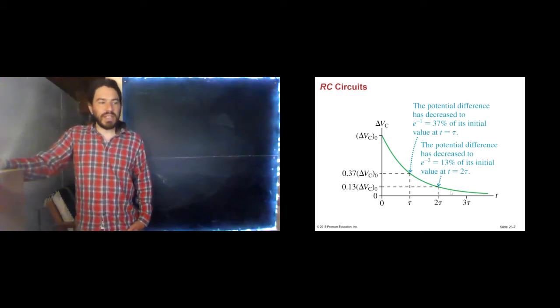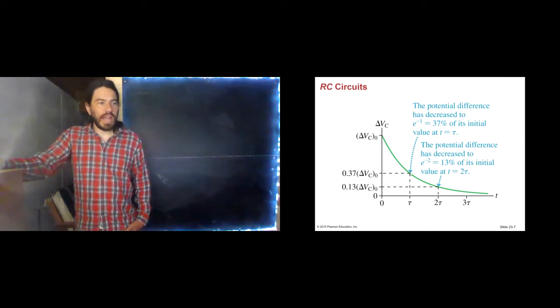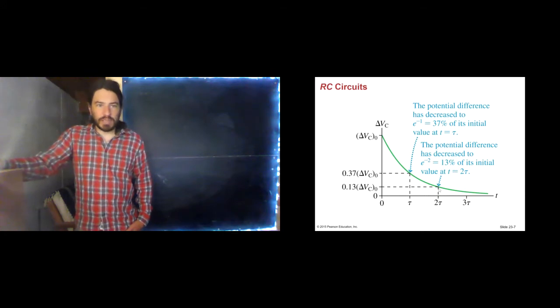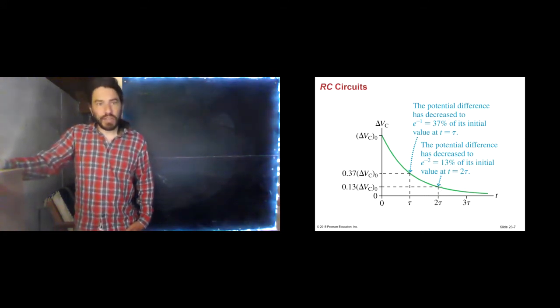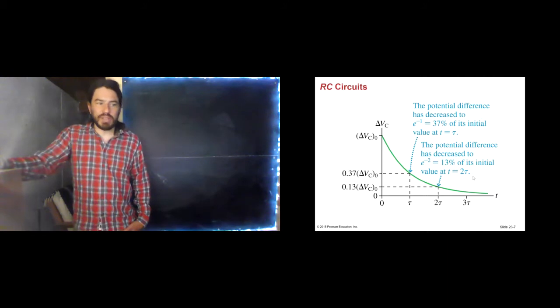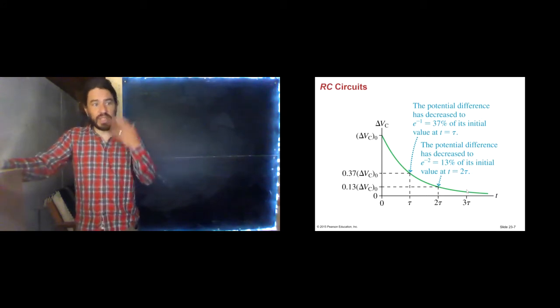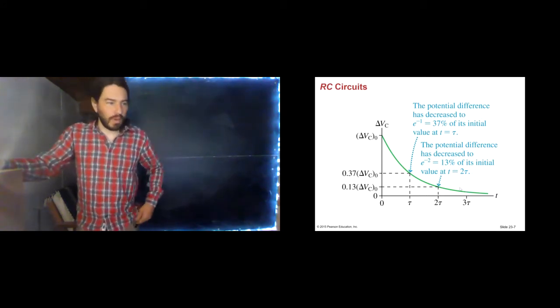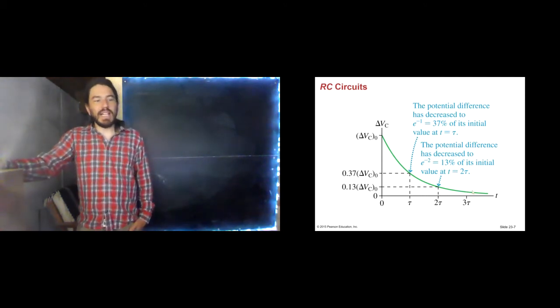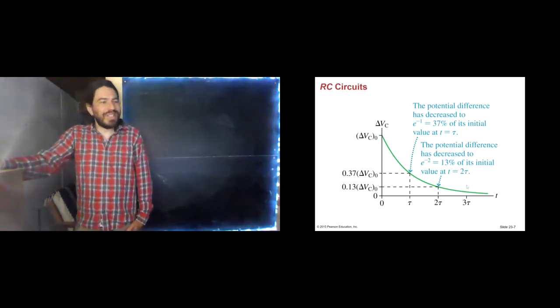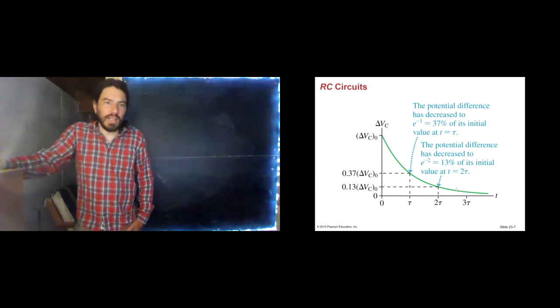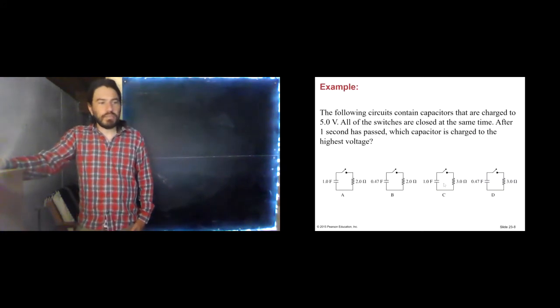Here's a graph representing what I'm talking about. After one time constant, we're at 37% of the original value. After two time constants, we're at 37% of 37%, or about 13% of the initial value, and so on. After three time constants, we'd be at 37% of 37% of 37%, which is some other number. But that's the idea. Again, it never actually goes to zero, so we just need some number to characterize how quickly that happens.